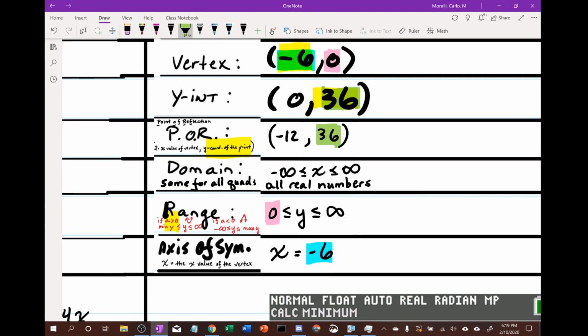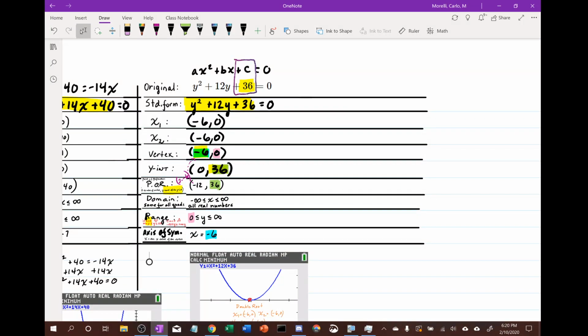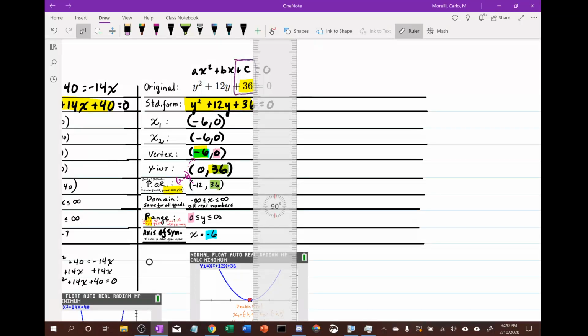Okay. And this point of reflection is linked to the x coordinate of the vertex. It's just 2 times negative 6. That's where I'm getting that value right there. So, okay, we've kind of run through this one. No need to keep going on this one. Time to do another one. Maybe we'll get something a little bit more challenging, because that was kind of boring, honestly. It was kind of easy. Right, it was kind of lame.